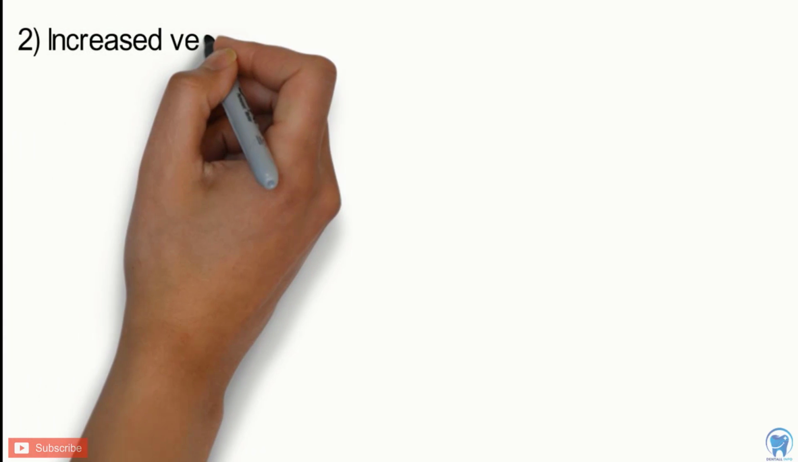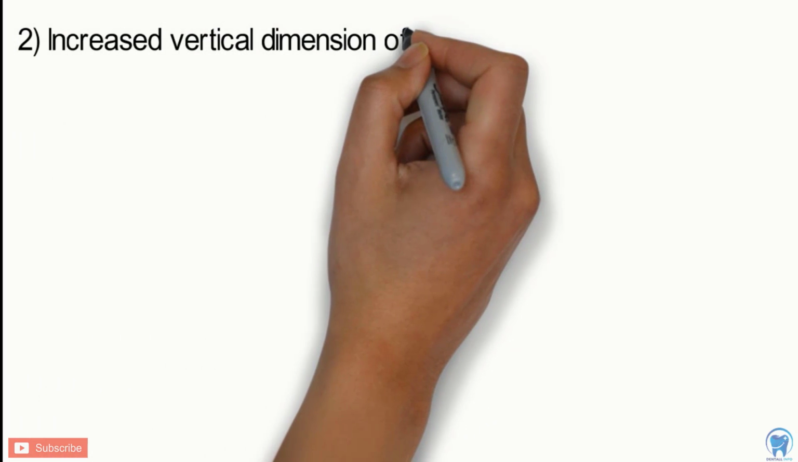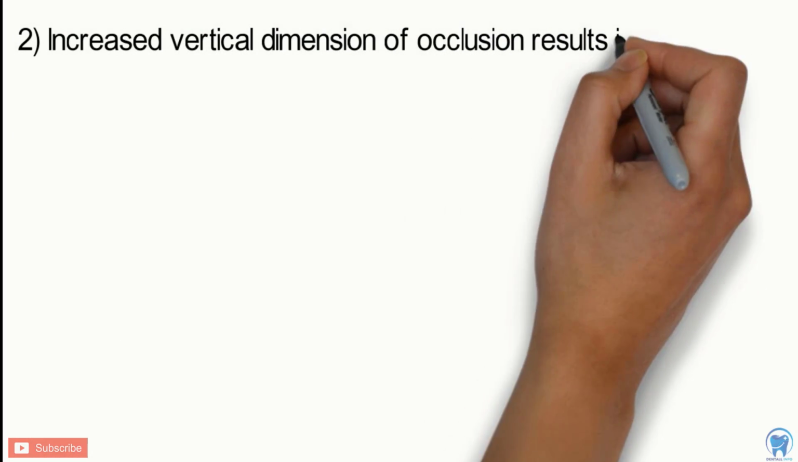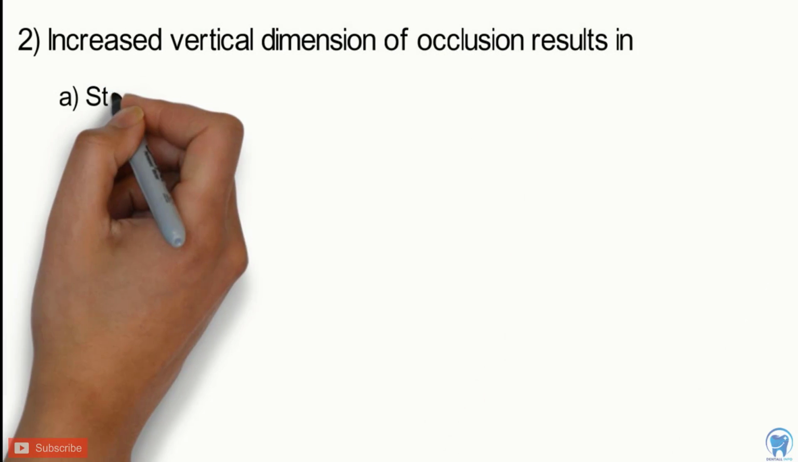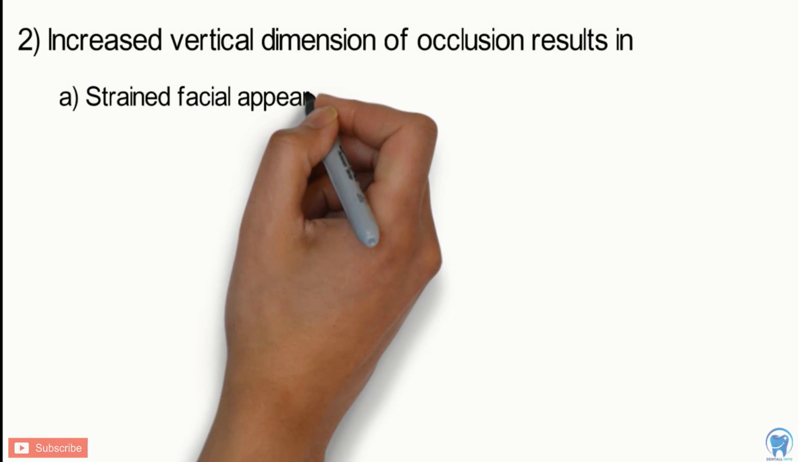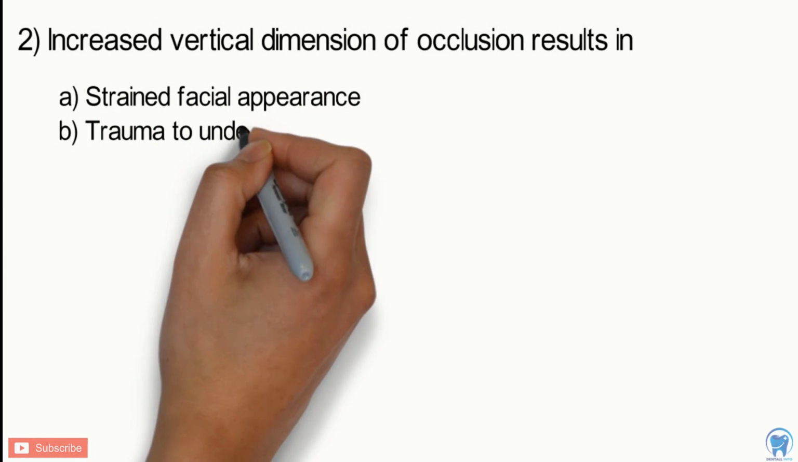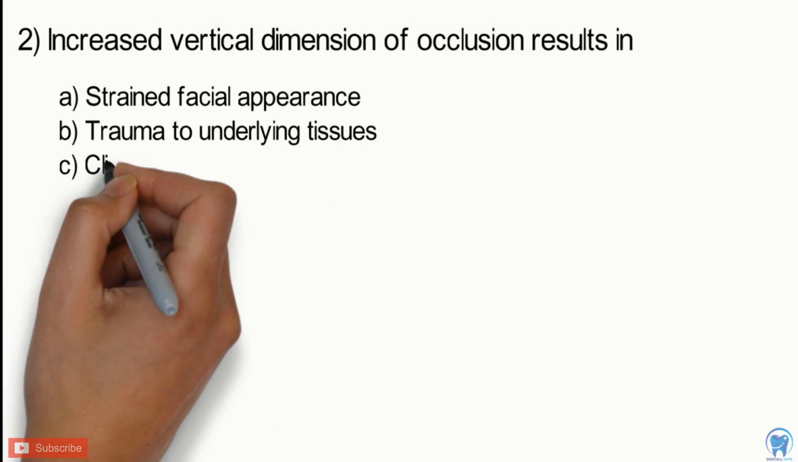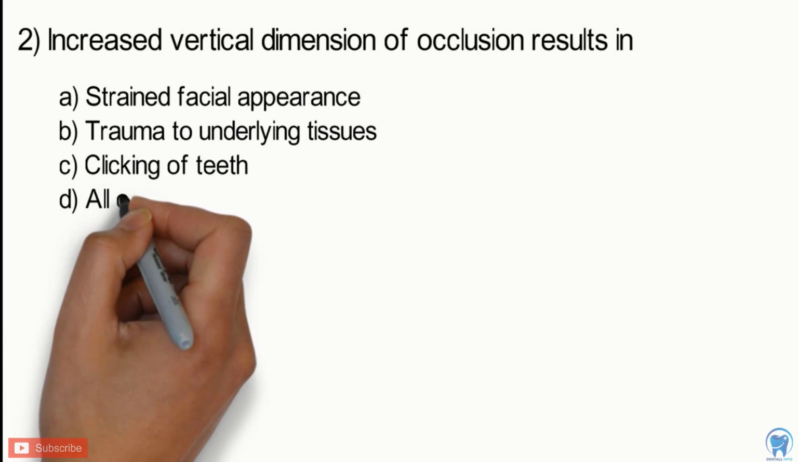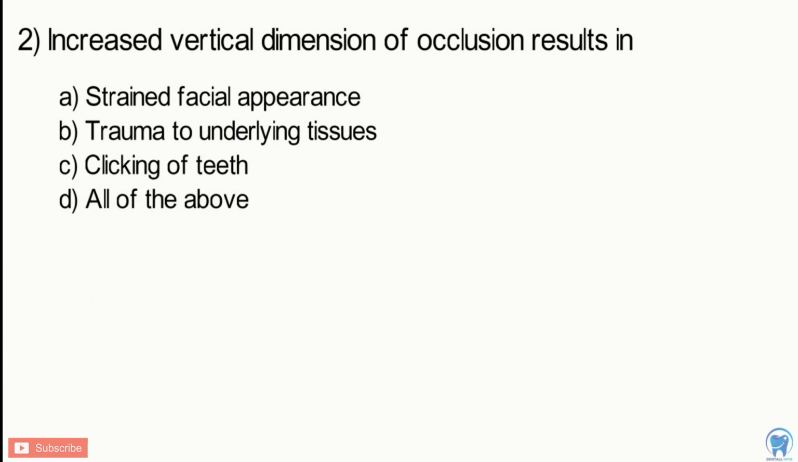Question 2. Increased vertical dimension of occlusion results in option A, strained face appearance, option B, trauma to underlying tissues, option C, clicking of teeth, option D, all of the above.